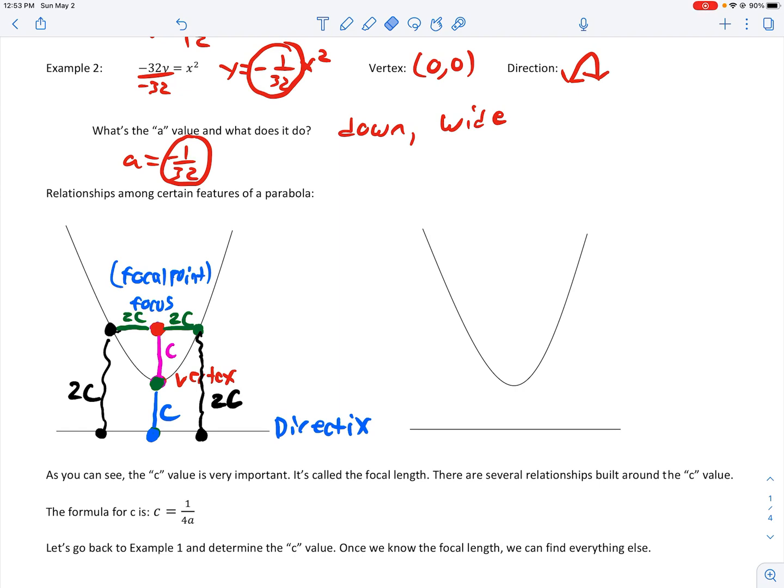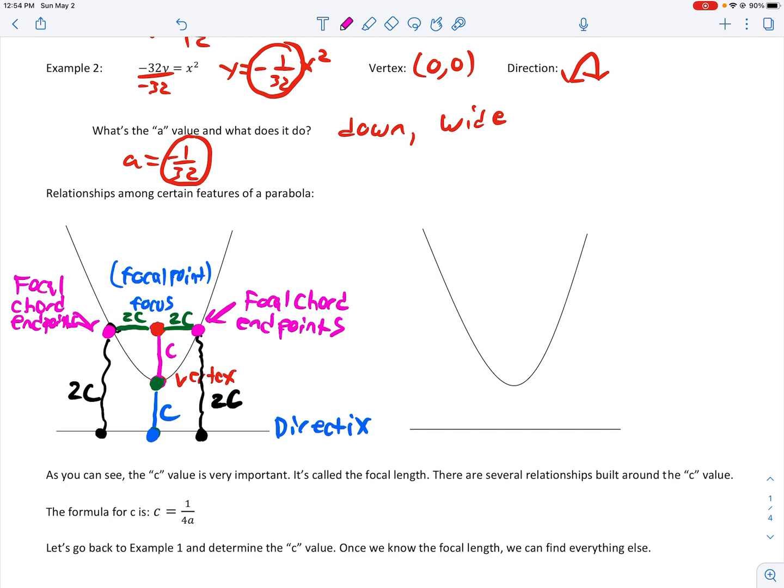Now, those 2 points that are 2c away, these 2 black points, which I'm coloring purple, are called focal chord endpoints. Same thing over here, focal chord endpoints. You just want to get used to the terminology because you're going to hear it. So those are focal chord endpoints.